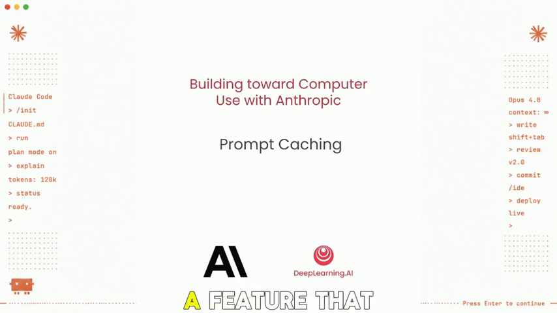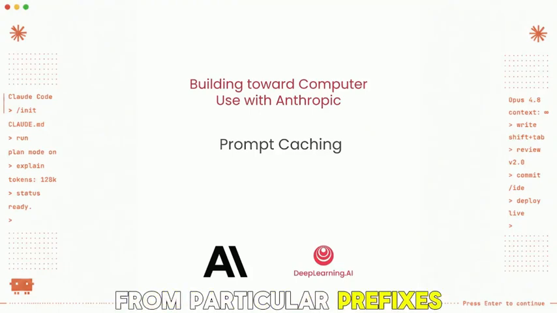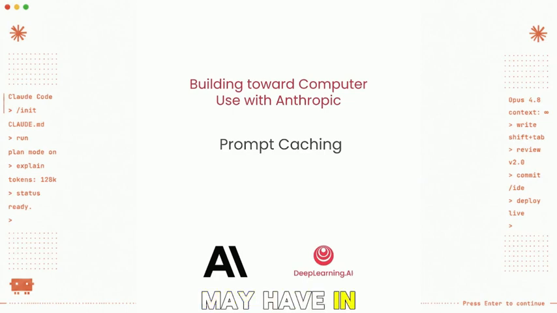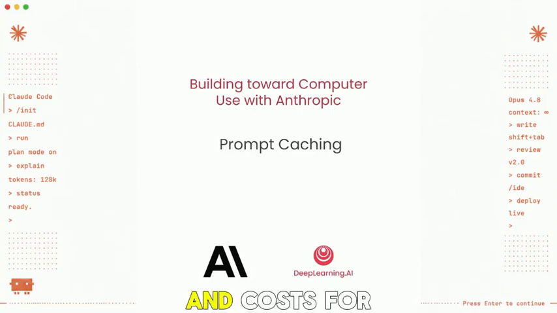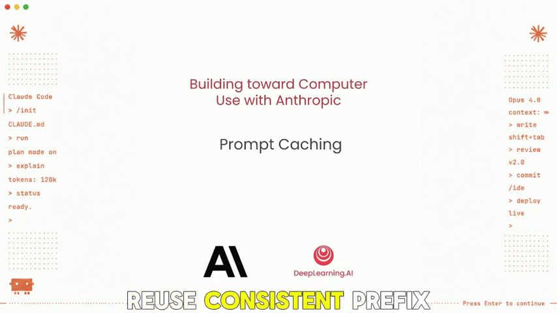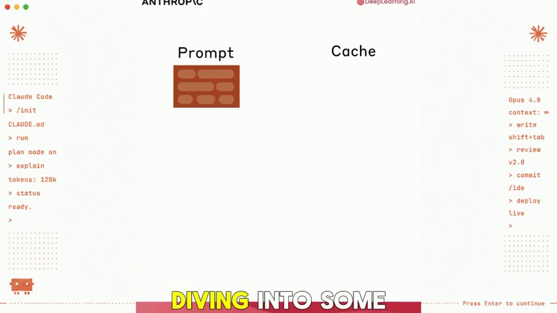Essentially, prompt caching is a feature that helps us optimize API usage by allowing resuming from particular prefixes that our prompts may have in common. In short, we can cache stuff that is going to remain consistent as a prefix from one API call to the next, drastically reducing processing time and costs for any sort of repetitive tasks or prompts that reuse consistent prefix elements. So let's take a look at some diagrams before diving into some code.